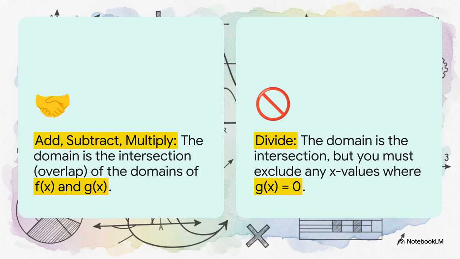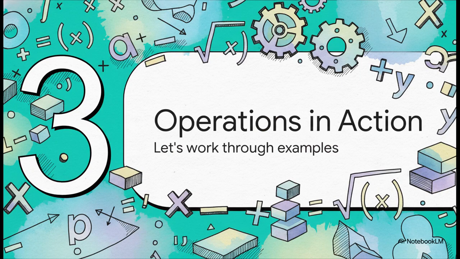We have to remember the golden rule. You can never divide by 0. So for division, you find that same overlap, but then you also have to find any x values that make the bottom function, g of x, equal to 0 and kick them out. Okay, enough with the theory. It's time to see how this actually works. Let's get our hands dirty and walk through a few examples together.